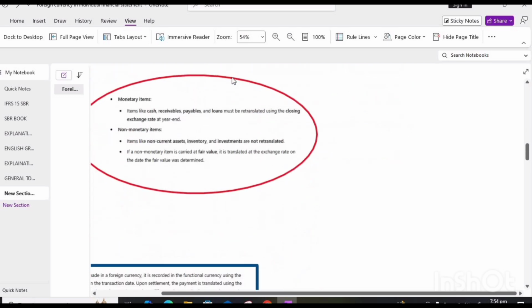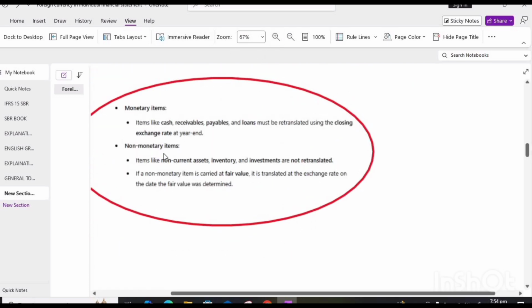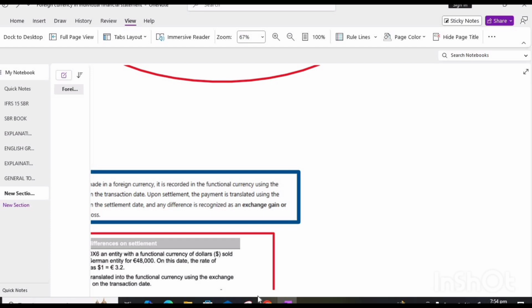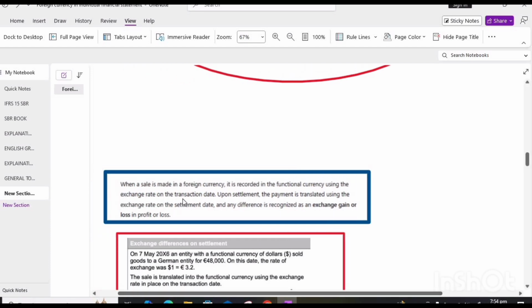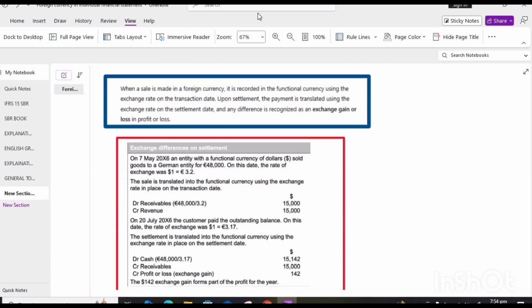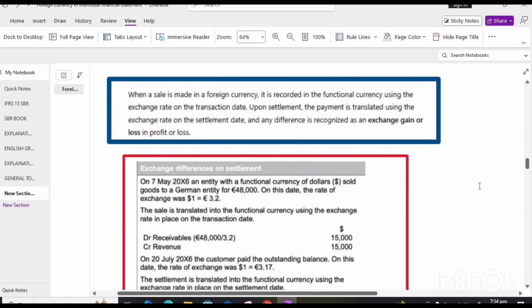So we have here how you will deal with it: a monetary item like payable must be retranslated at the closing exchange rate, and items like non-current asset and inventory, which are non-monetary items, should not be retranslated. If the non-monetary item is carried at fair value, then it is translated at the exchange rate. So that's it. That type of thing you need to keep in your mind, as it will be asked in a paper, so you will tackle it easily. Clear?